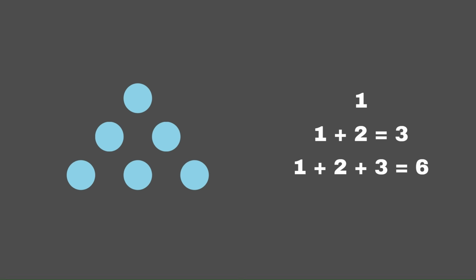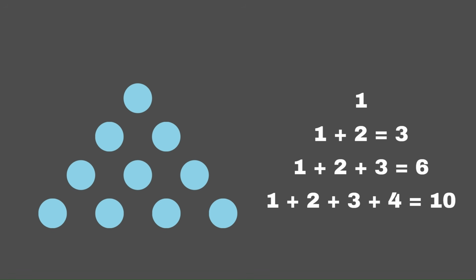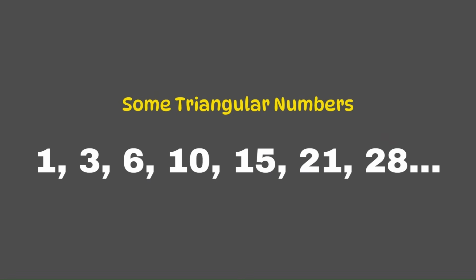So we can see it visually here. 1 dot, 1 plus 2, 3 dots, 1 plus 2 plus 3, 6 dots, 1 plus 2 plus 3 plus 4, 10 dots. And that's how we can see our triangle growing. So here are some more triangular numbers: 1, 3, 6, 10, 15, 21, and so on.